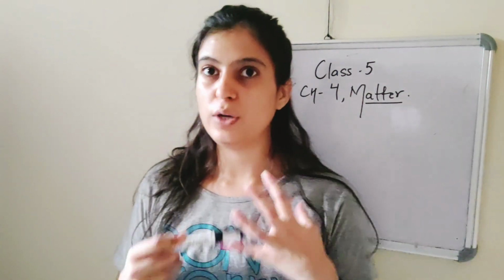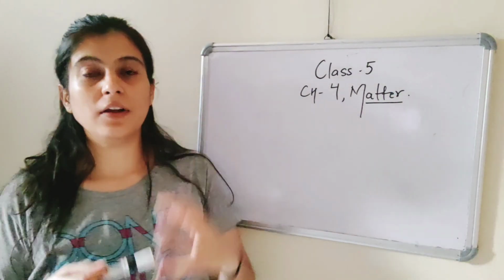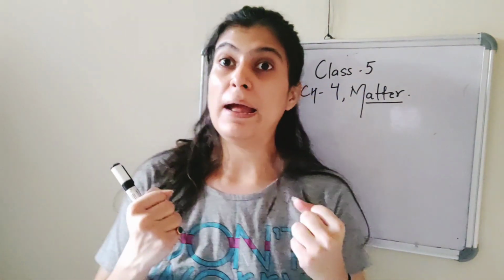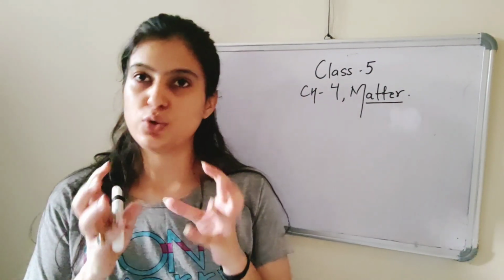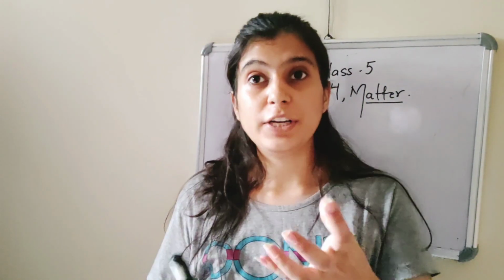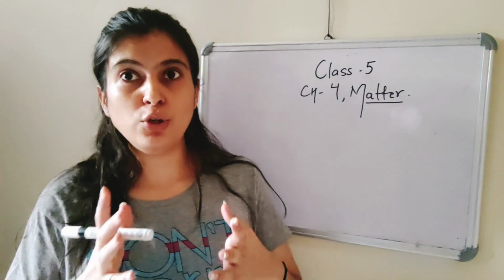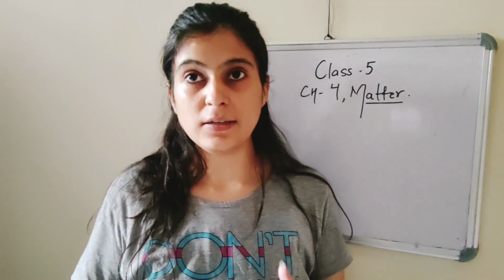Good morning, class. Today we are going to discuss your next chapter, that is chapter number 4, matter. In previous classes, you have already learned what matter is. Everything around us is matter. Basically, anything which occupies space and has mass is called matter. For example, this marker is matter. Your table, chair, book, pen, mobile, laptop, everything around you is basically matter. Liquids and gases are also considered matter.